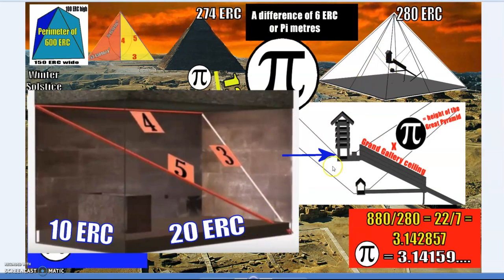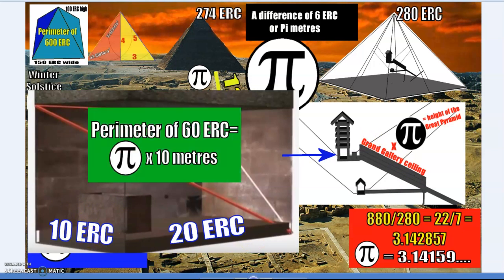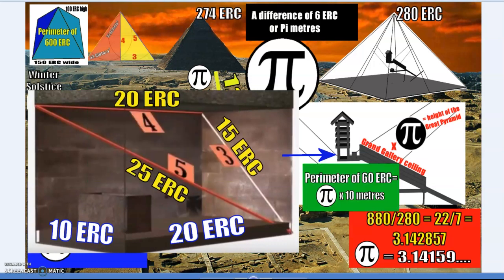Now, the Grand Gallery, which is just here, the King's Chamber, just next to the Grand Gallery, has a base width of 10 Egyptian real cubits and a length of 20 Egyptian real cubits. Now the Grand Gallery itself is 4 Egyptian real cubits wide, 1 cubit a bench on either side and 2 cubits in the middle. Okay, so 10 cubits by 20 cubits, therefore we have a perimeter of 60 Egyptian real cubits, pi times 10 meters.